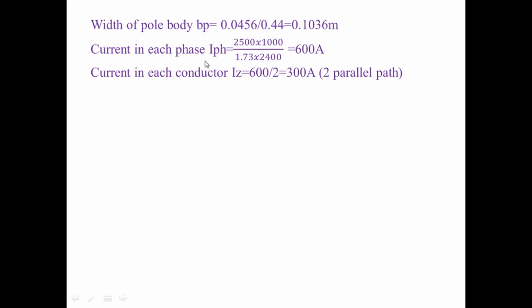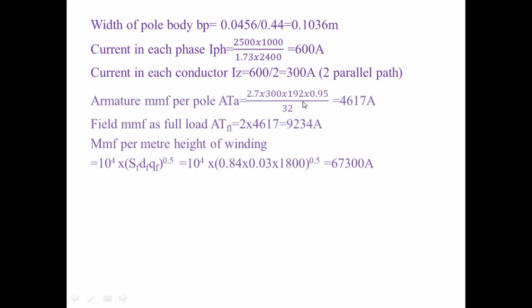Next, current in each phase, I phase, is given by 2500, that is kVA rating of the machine, into 1000, that is VA, divided by root 3 into 2400 volts. So you will be getting 600 amps as current in each phase. Here current in each conductor IZ: there are two parallel paths or two circuits, so IZ is equal to 600 divided by 2. So that is 300 ampere.